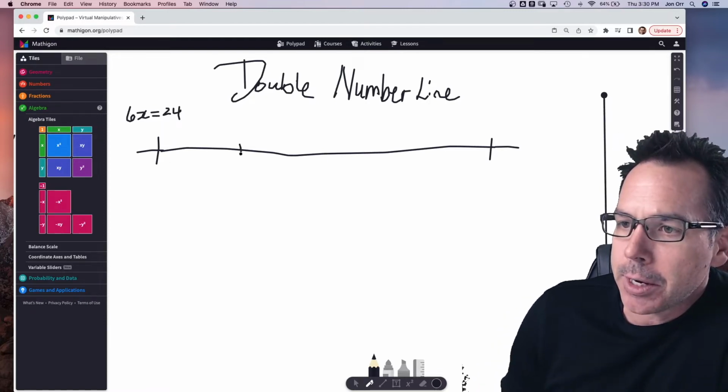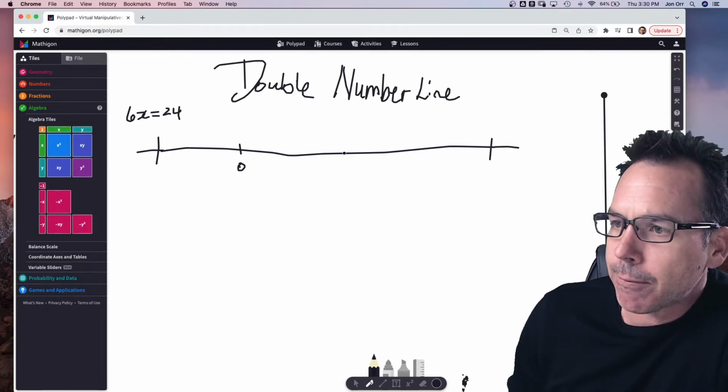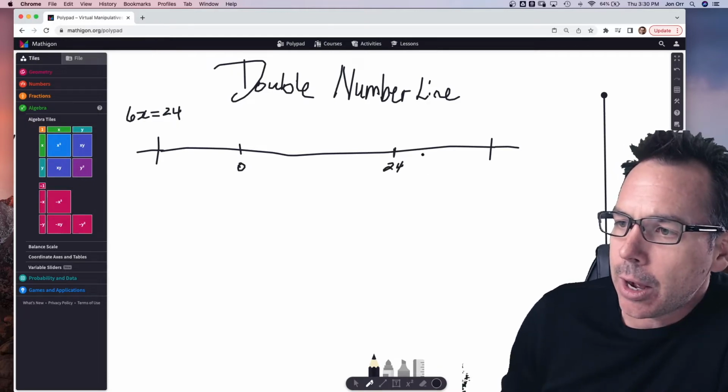For example, put it on 0 here. Where is 0 on the number line? And then we'll put 24 somewhere along this number line, like right here. Let's put 24 right here on the number line.